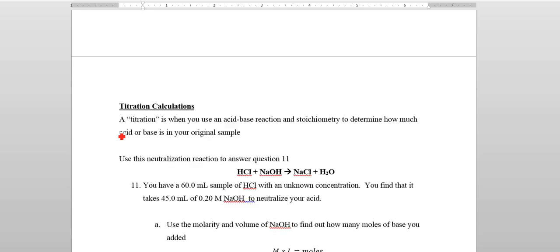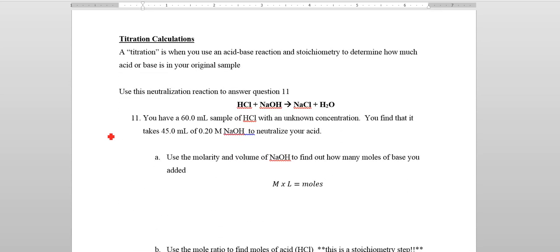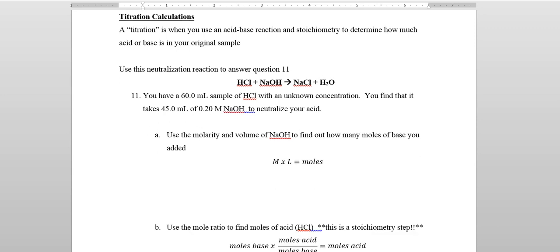Okay, let's scroll down and find a titration calculation. This is like we did in class the other day, where you're going to collect some data and figure out how much base it takes to neutralize a certain amount of acid or vice versa. It's basically a stoichiometry problem. So let's walk through the steps in this type of problem.